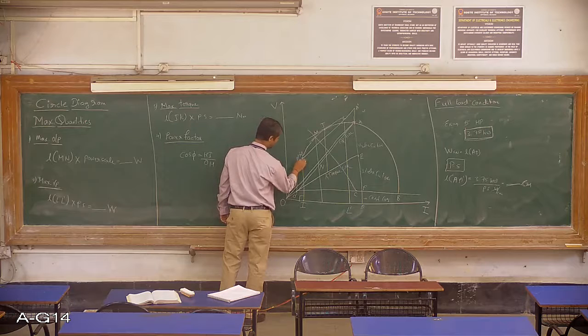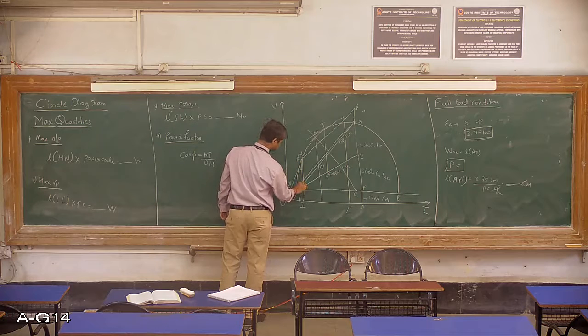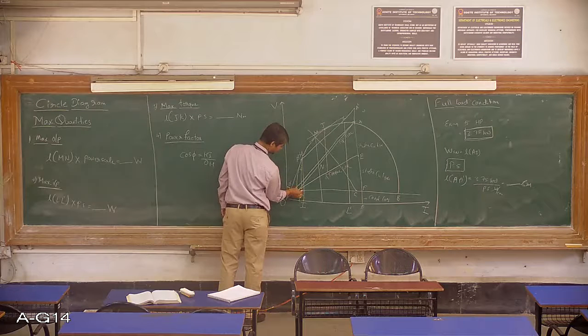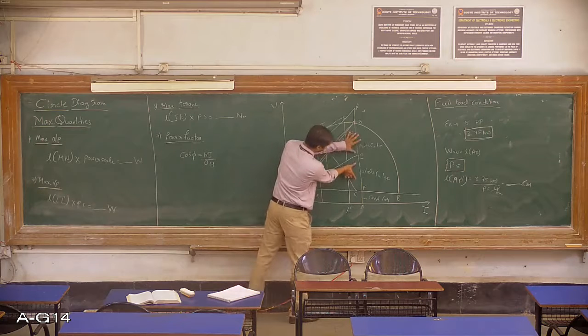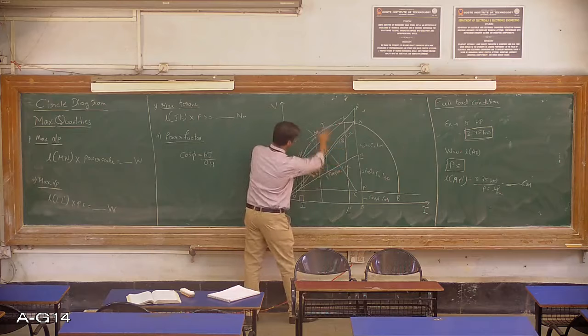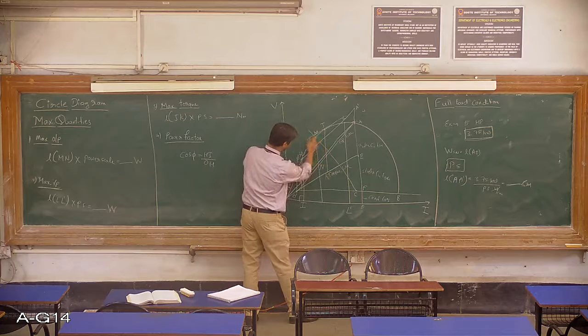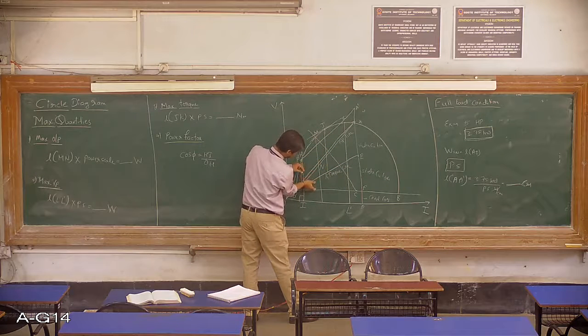Now from here we'll get this as the output. This is stator copper loss, this is rotor copper loss, because these two are in ratio. This is rotor copper loss, this is stator copper loss. In the same ratio on this semicircle, on any point, this will be the ratio.